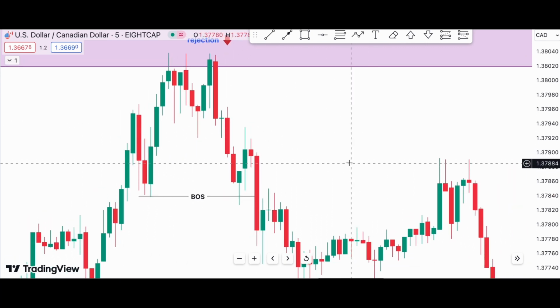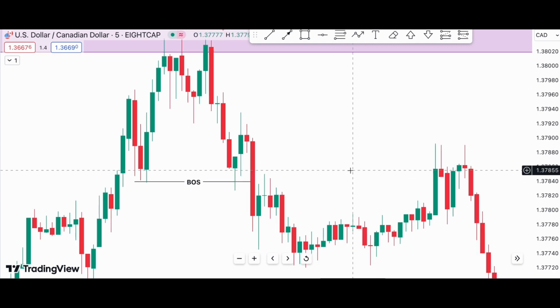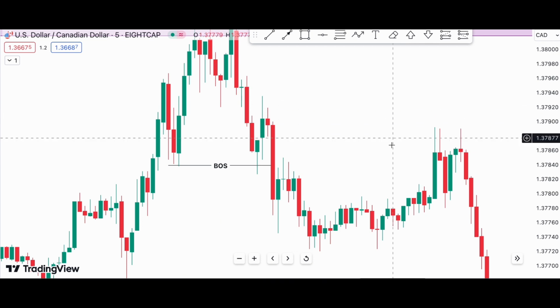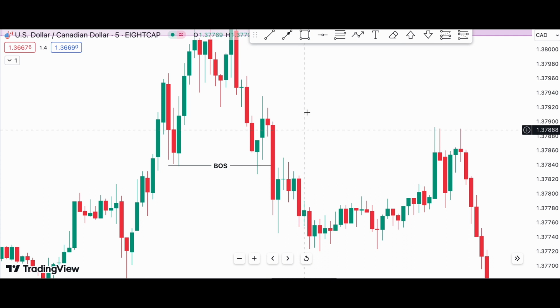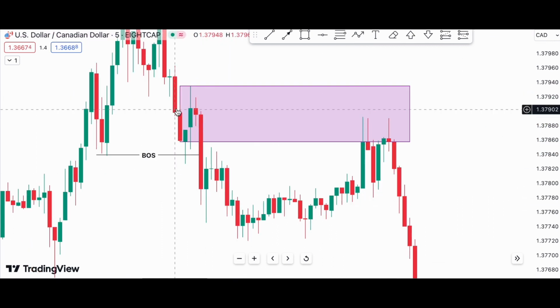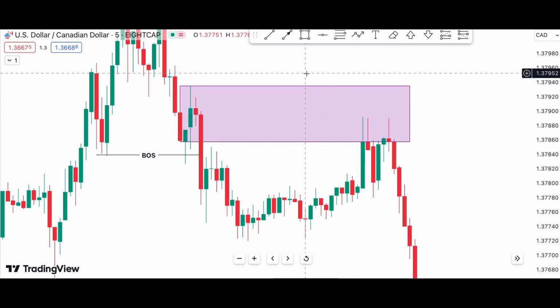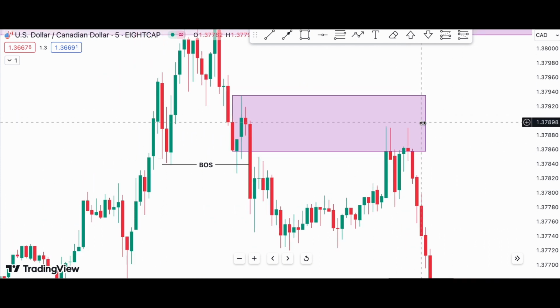no problem. There will be another second entry for us, but of course the entry will be lower. Right here you can see this is where the break of structure happens, and the price has left a zone behind. This is the supply zone in M5. So when the price goes sideways and enters the zone again, this is the second entry for us to go short.